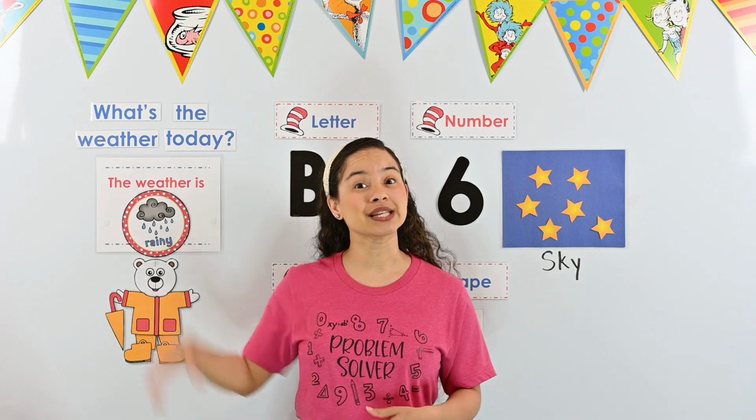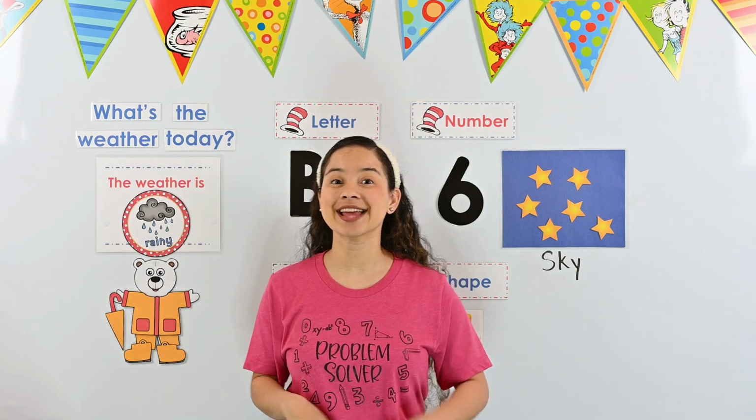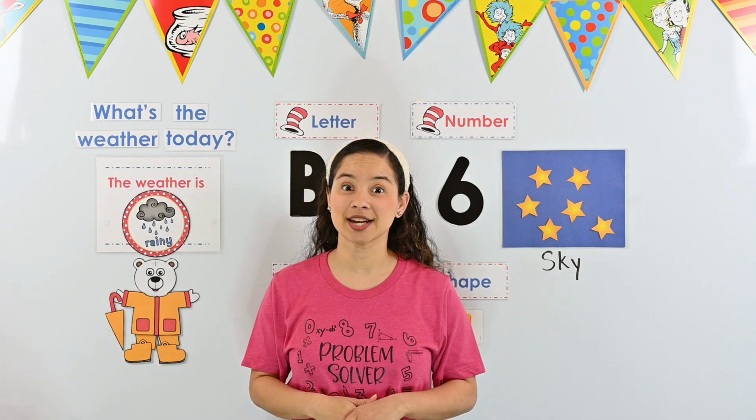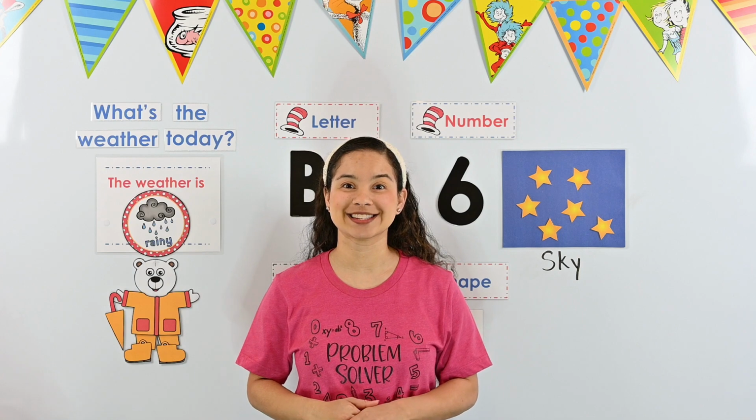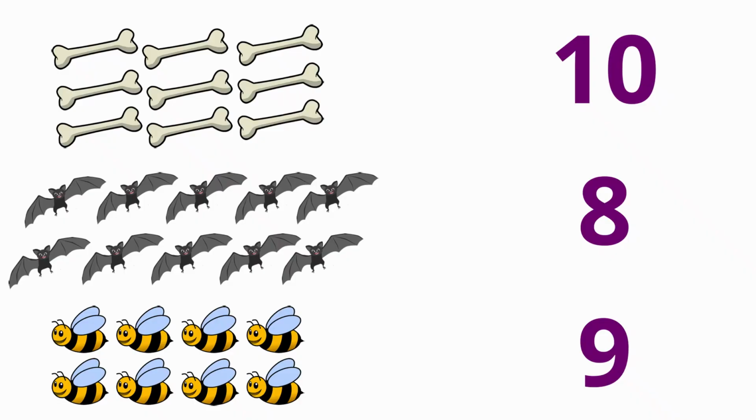We're going to do another matching game. You'll see a group of objects on one side and numbers on the other side. And we have to draw a line or match the picture with the number it represents. Let's look at our pictures and numbers. Our first picture is a group of bones. Let's see how many bones there are.